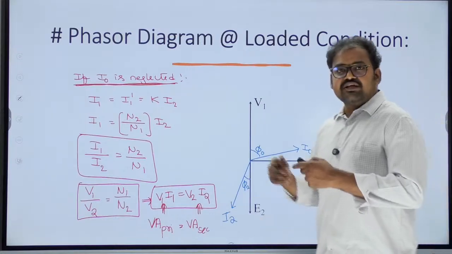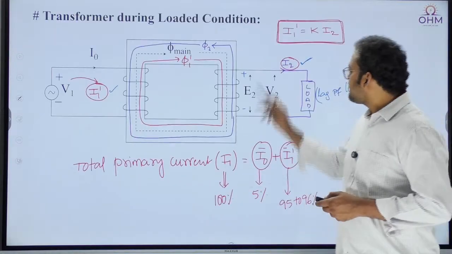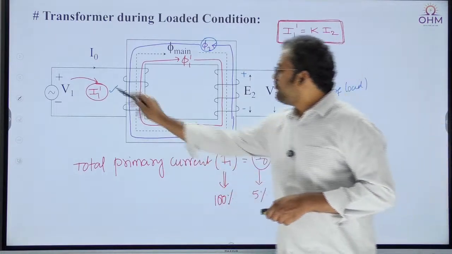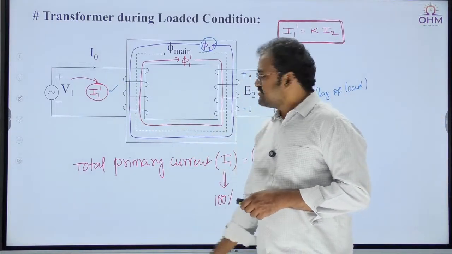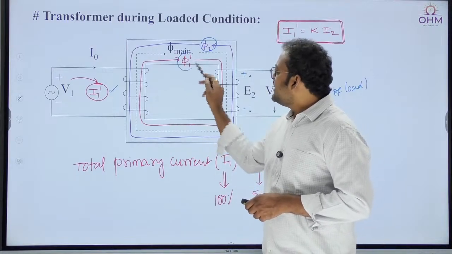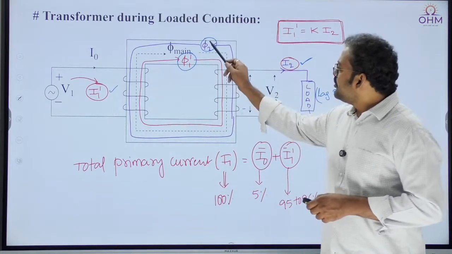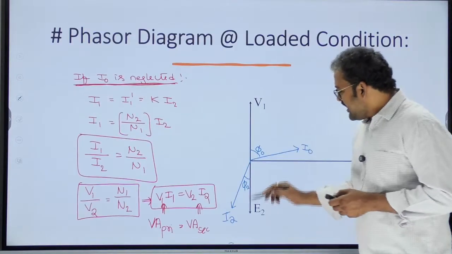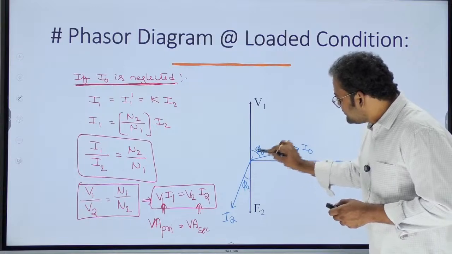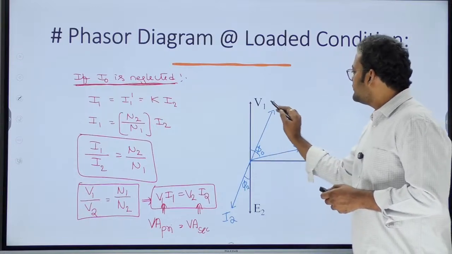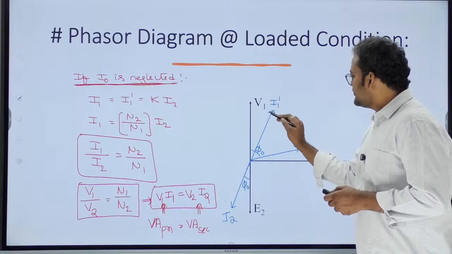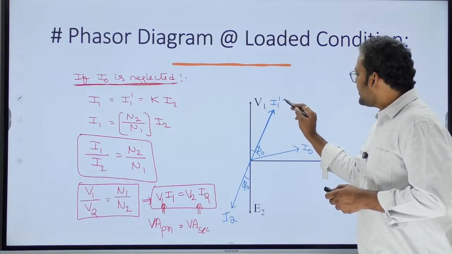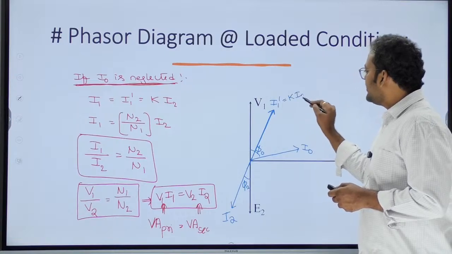Now this I2 will create a flux known as phi 2, and to neutralize this flux phi 2, one more current I1 dash is drawn, so that I1 dash will create an additional flux phi 1 dash. Both will neutralize each other, that means both are opposite to each other. Therefore, I1 dash will be exactly opposite to I2. This is I1 dash. Remember, I1 dash is exactly opposite. And what about magnitude? K times I2.